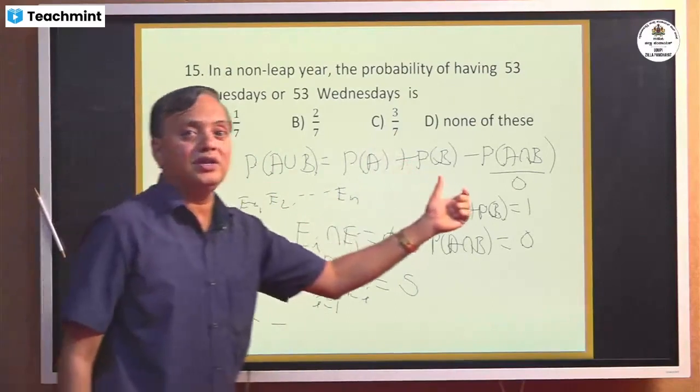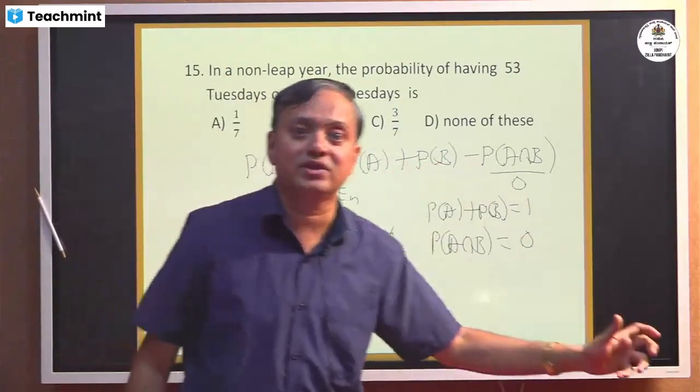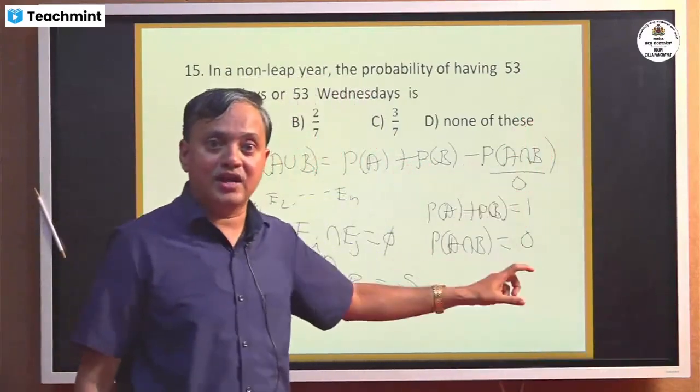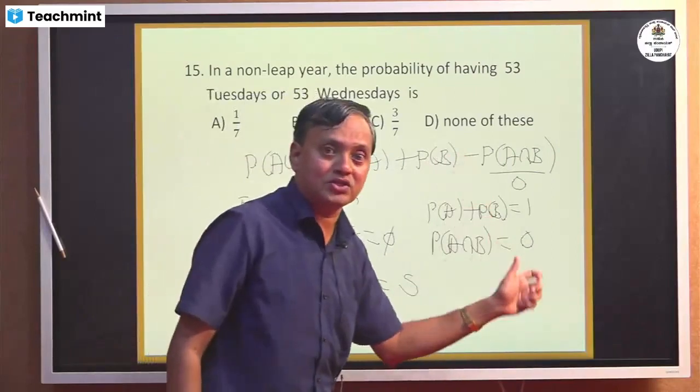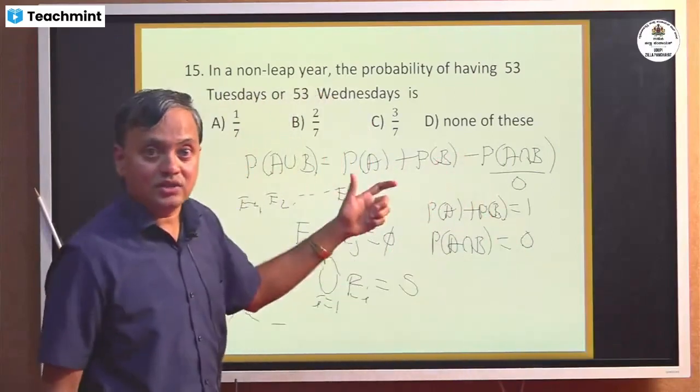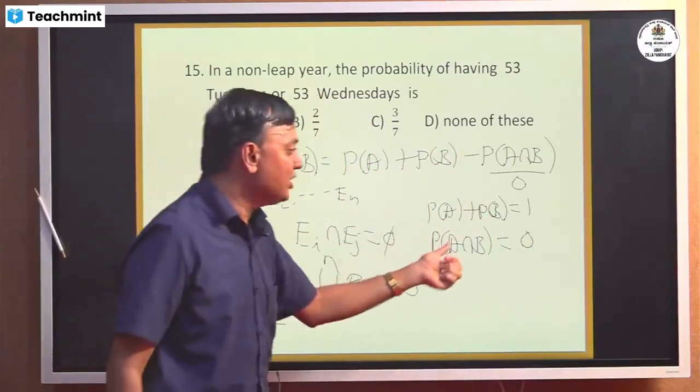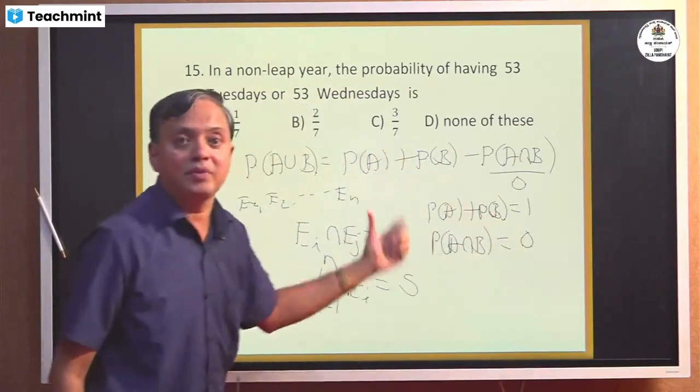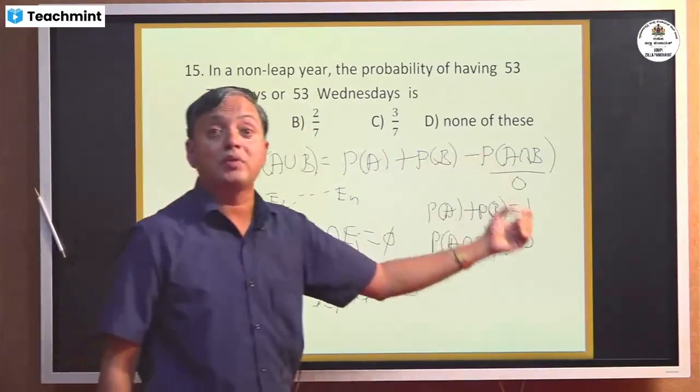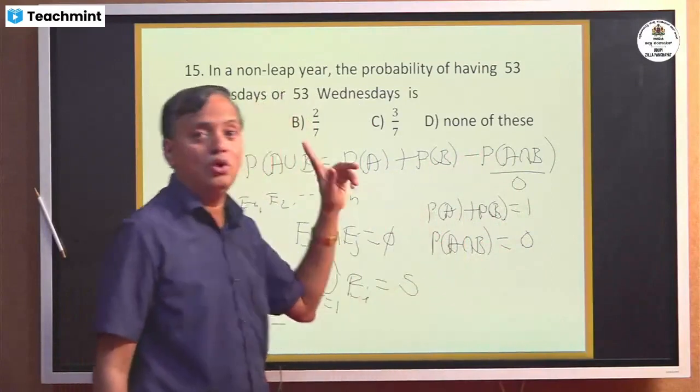Now if we take two events that are exclusive and exhaustive, their intersection becomes empty, and the probability of their intersection is 0. Similarly, A union B becomes the whole sample space, then the probability of A union B is equal to the probability of S, that is equal to 1.